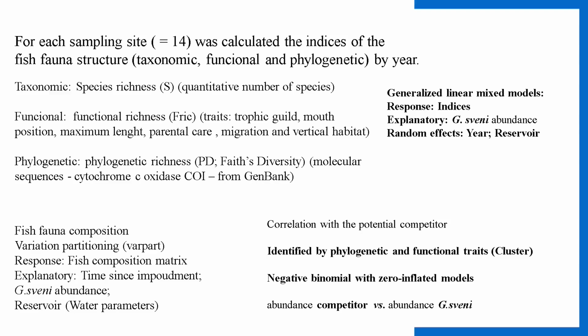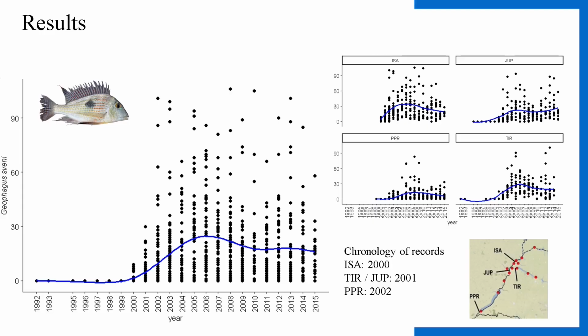And also we did a correlation with the potential competitors identified by phylogenetic and functional traits by cluster. And we did negative binomial with zero inflated models using the abundance of the competitor and the abundance of the invader. Bringing the results, we show here the population dynamics of the invader by the years.